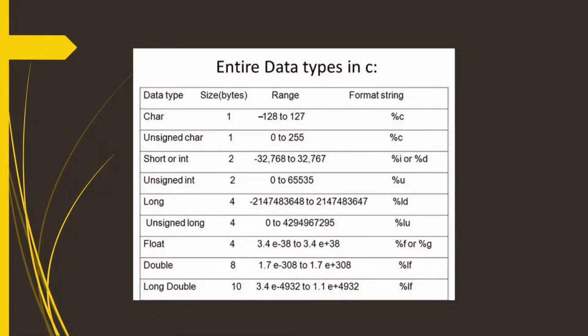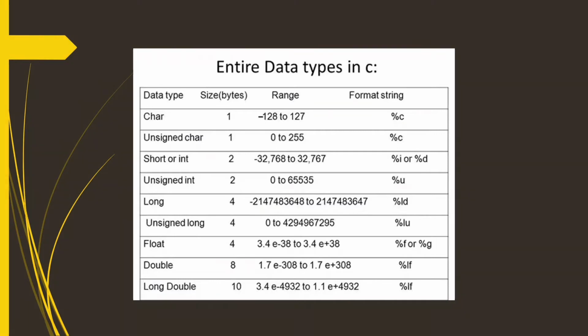Now let's discuss the size and range of values that can be stored in these data types. So char takes up about 1 byte of memory space, integer takes up 2 bytes, long takes up 4 bytes, float also takes up 4 bytes, while double takes 8 bytes because it stores decimal values in double precision, and long double takes up 10 bytes.